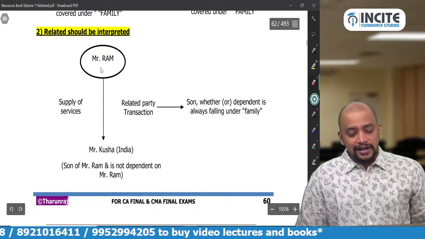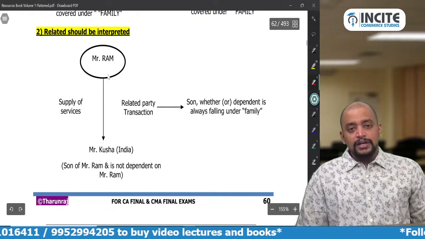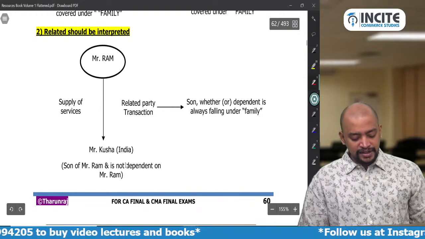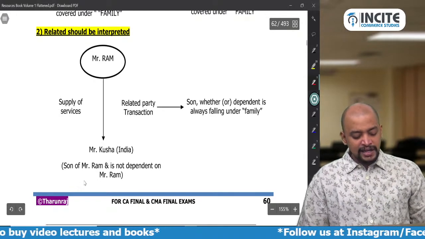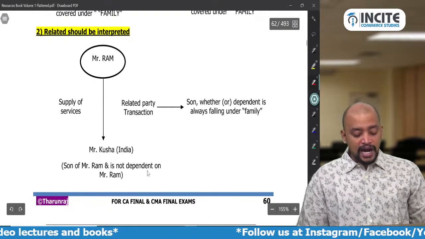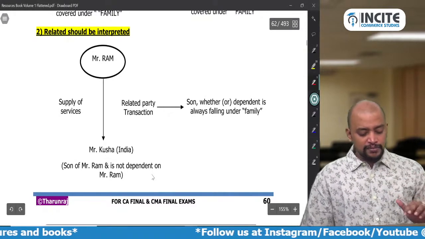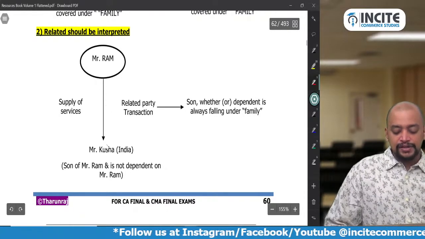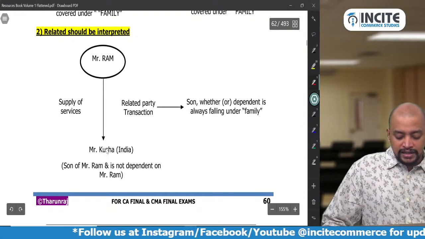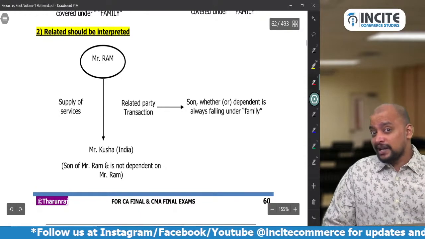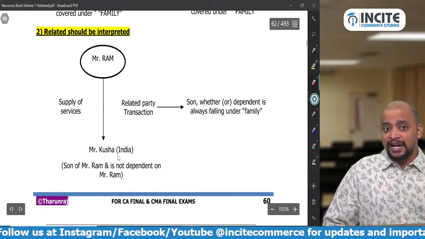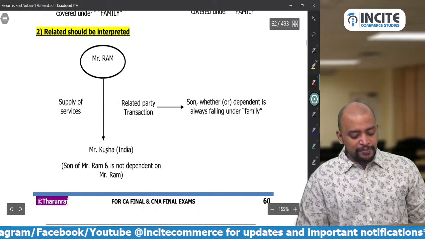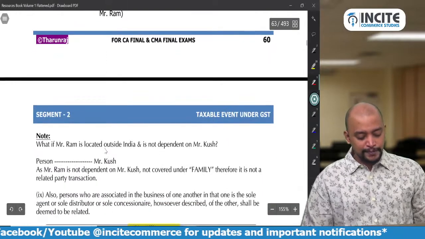Mr. Ram is a person and Mr. Kusha is a person who is in India. He is the son of Mr. Ram and he is not dependent on Mr. Ram. Now Mr. Ram supplies some services to Mr. Kusha, and a son, whether or not dependent, makes it a related party transaction. Correct? A son, whether or not dependent, always falls under family.